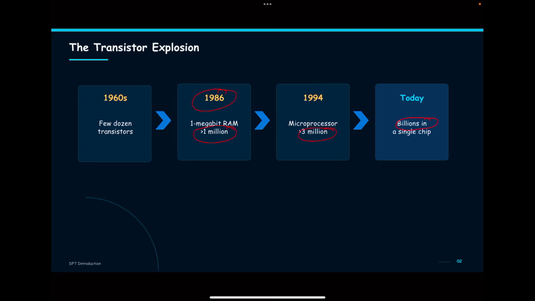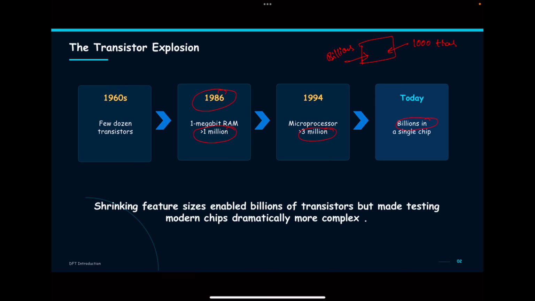What led to this explosion? Shrinking transistor sizes. Smaller transistors meant we could squeeze millions and eventually billions of them into the same exact footprint. For example, if we could put thousands of transistors in this chip, now we can put billions of transistors in the same exact footprint. So it made testing modern chips dramatically more complex.